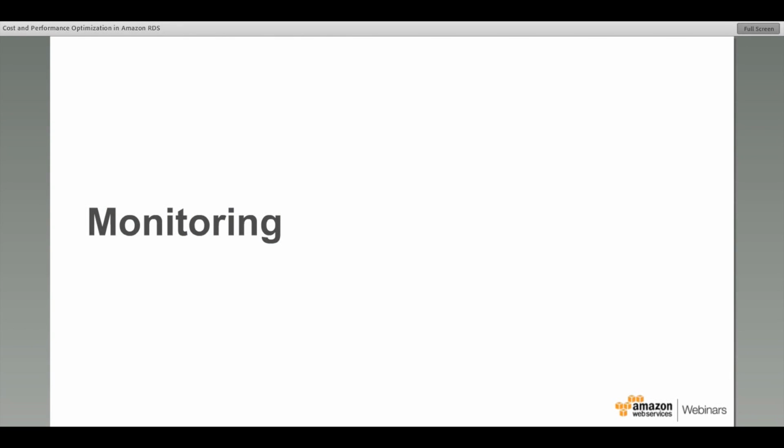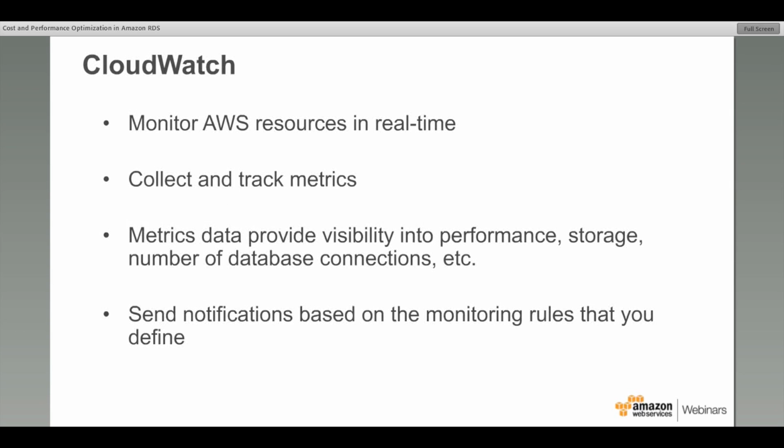So let's talk about a couple of tricks there. Now we want to talk about monitoring next. I mentioned CloudWatch metrics in the beginning of the section, and CloudWatch is a native capability within RDS to monitor resources in real time. You can collect and track metrics, and it provides visibility into performance, storage, and the number of database connections. Not only does it provide monitoring, but you can also set thresholds so you can be alerted based upon certain conditions. And we'll walk through what some of those can be.